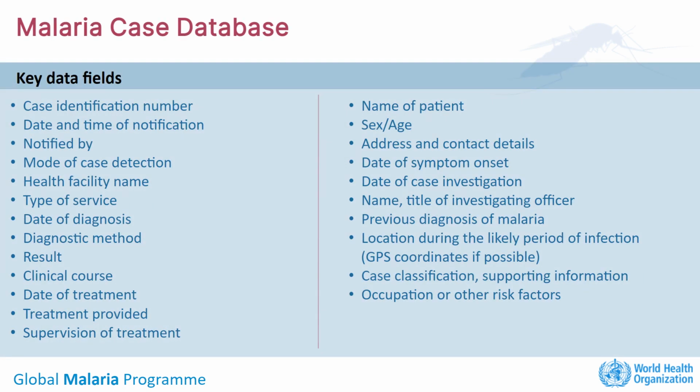Now we are going to go into a little more detail on two of the key records that will be reviewed by the MECP. The Malaria Case Register or Case Database is one of the most important records for certification. Countries should have a malaria case database that records at least the minimum data listed on the slide for each malaria case. The justification of the case classification is critical and should be documented in the database by recording the location of the patient during the likely infection period.